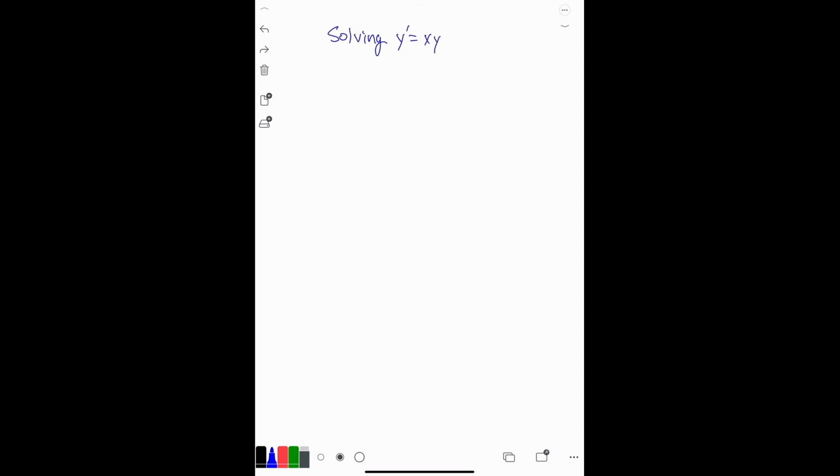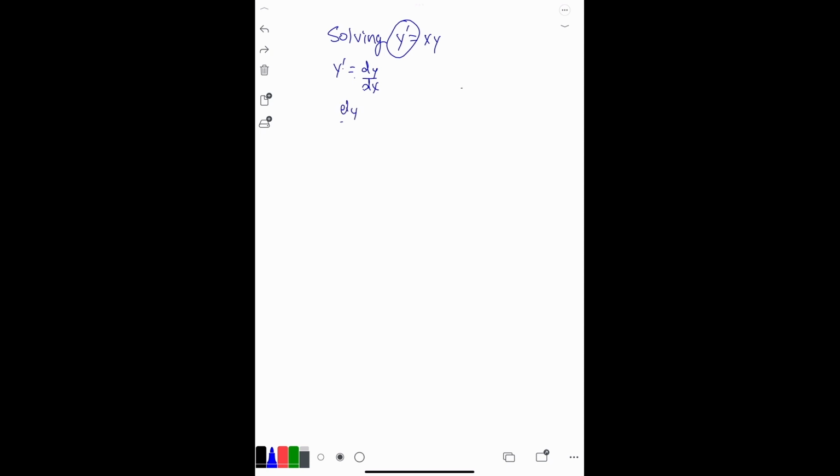First thing we have to understand when solving differential equations is that this y prime right here is equal to dy over dx. Okay, now that we've established that, the goal of solving differential equations is to get the y's on one side and the x's on the other. So let's go ahead and do that as well.